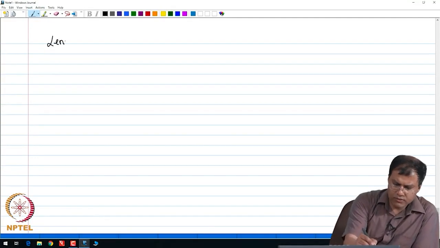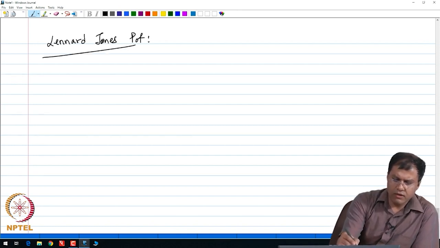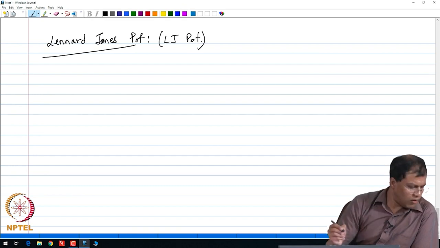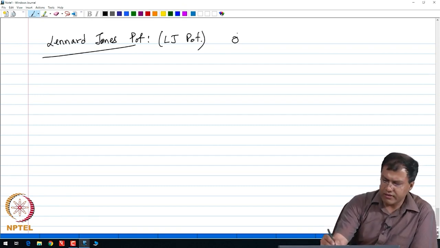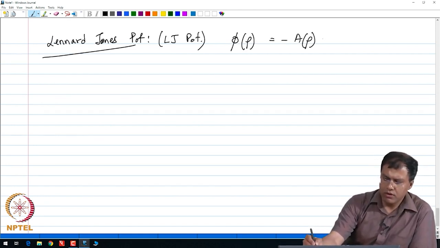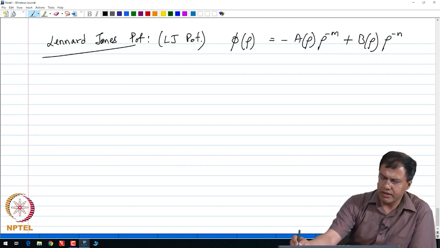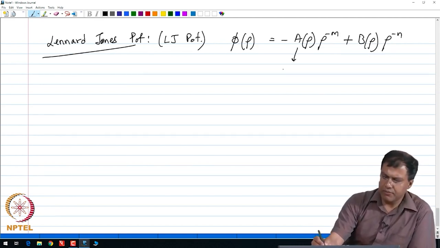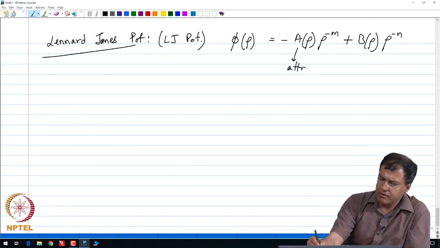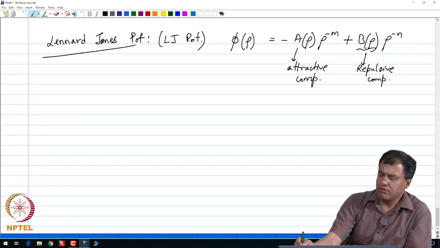So, my Lennard-Jones potential, also known as the LJ potential, is defined as the interaction energy or the potential function phi of rho to be minus A of rho times rho to the power minus m plus B of rho times rho to the power minus n, where A represents the attractive component because of the minus sign, and B represents the repulsive component, because of the plus sign.